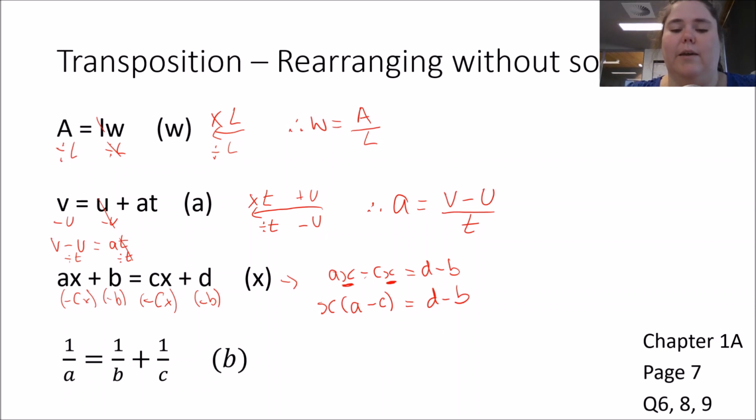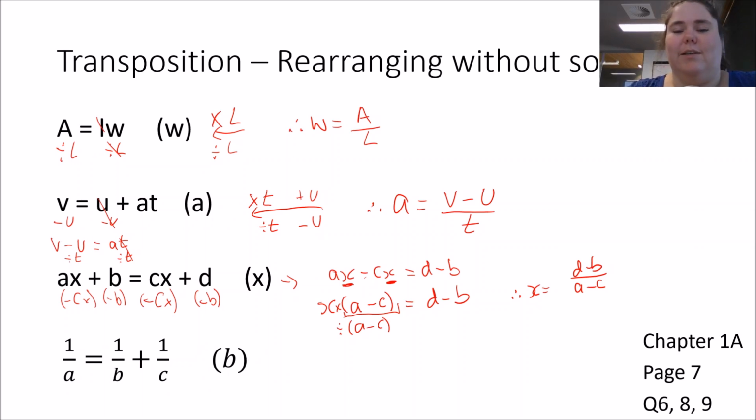Then last step, I want to get this whole bracket gone. That is technically x times that bracket, so we're going to divide both sides by that bracket. So my final answer, x equals d minus b on a minus c. Done.